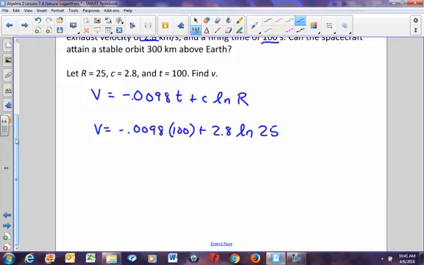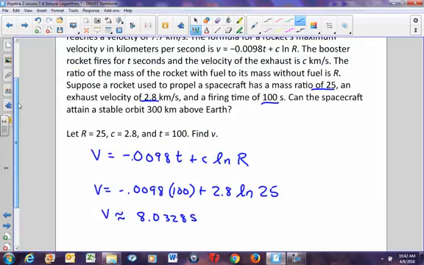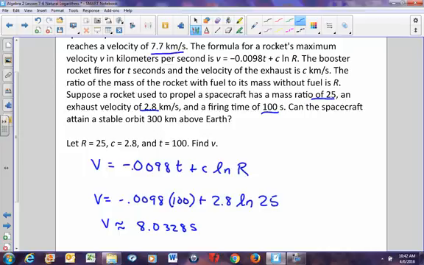If I put negative 0.0098 times 100 plus 2.8 natural log of 25 in my calculator, I end up with the velocity is approximately equal to 8.0328. If we go back to our original problem, that's the maximum velocity of our rocket. The rocket can hit a maximum velocity of 8.0 kilometers per second, which, coincidentally enough, is greater than the 7.7 it needs to reach. It's greater than that, because we just found the maximum velocity.